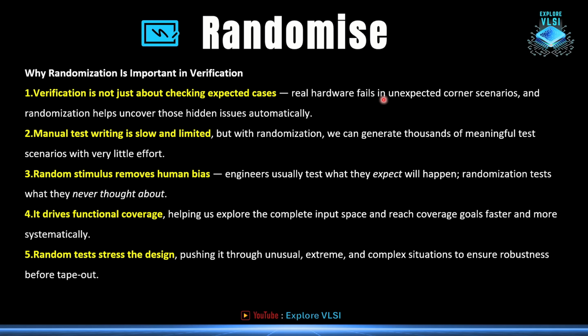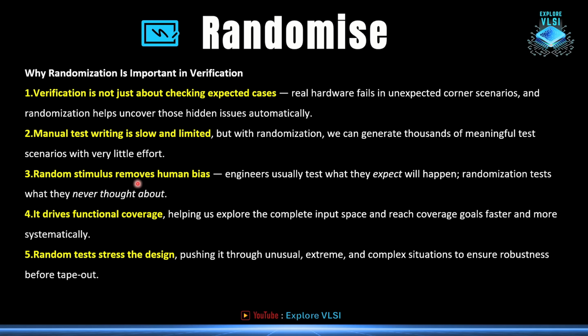Otherwise, real hardware fails in unexpected corner scenarios, right? And manual test writing is very slow and limited. Manually, if you want to provide all the values through forcing, it is very difficult to touch upon all the different cases of the DUT. But with randomization, we can generate thousands of meaningful test scenarios with very little effort.